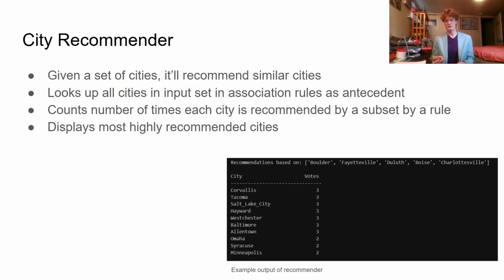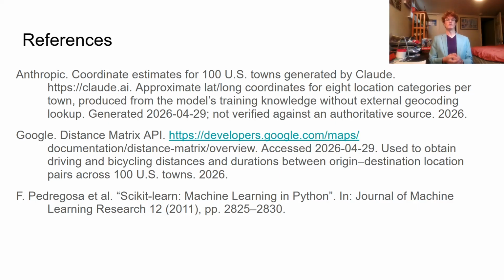So I think it actually works okay. This is one example. These are cities I've been to and I enjoy. And the recommendations: Corvallis, Oregon, I've been there, I enjoy it. Salt Lake City, I've been there, I like it. I've never been to Tacoma or Hayward, California, or any of the other cities, but maybe I should go to Tacoma or Hayward. So that is essentially the product that I've produced, and these are the references I used to do it. Thank you.